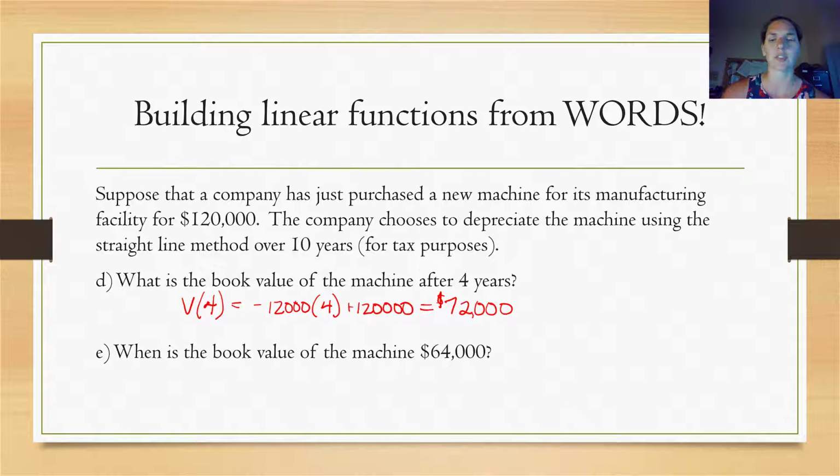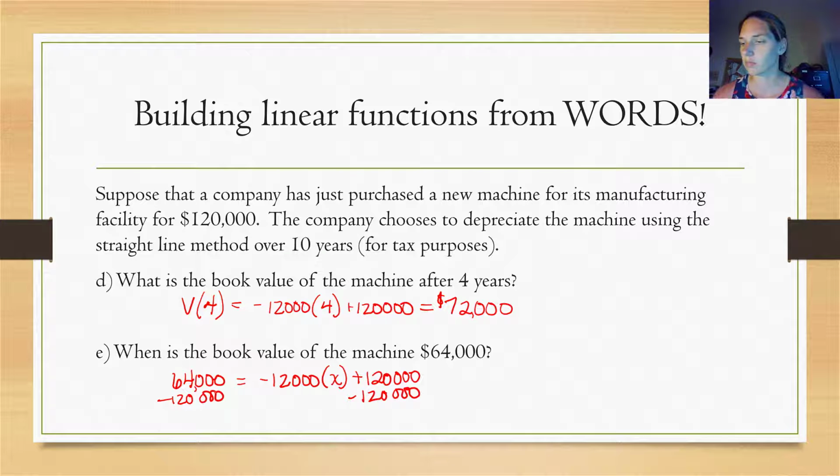When is the book value of the machine $64,000? Okay, 64,000 is the Y, and now I'm solving for the X. So first I have to subtract 120,000. Negative 56,000 equals negative 12,000 x. Divide by negative 12,000.